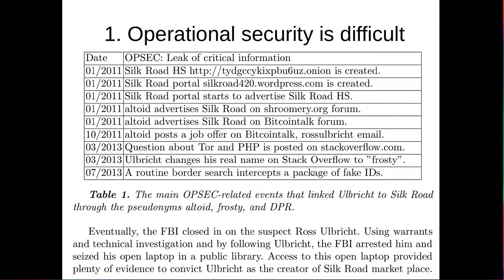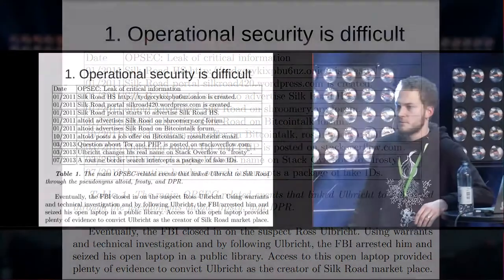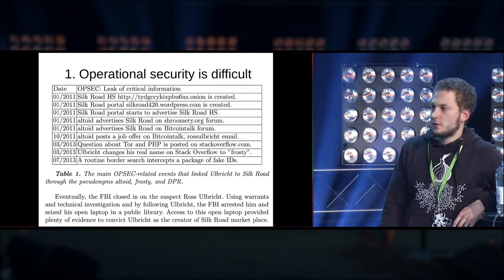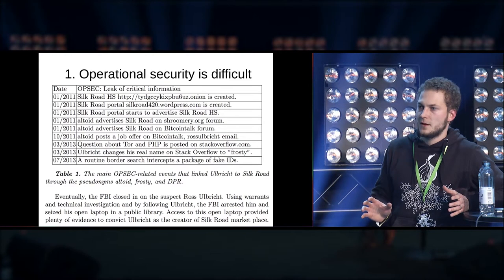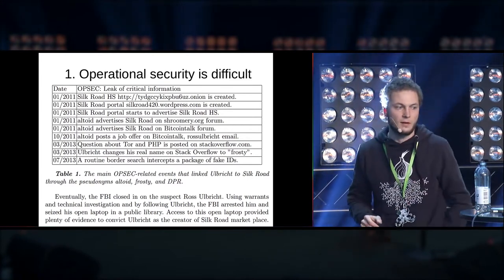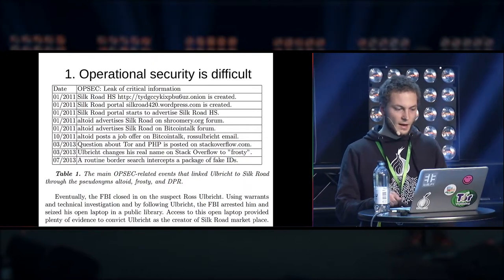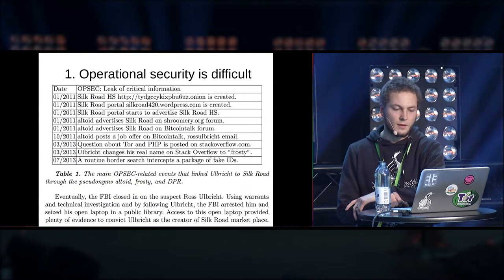And there he was using his real name again. After that, he probably realized that this is pretty stupid, asking questions about how to build a drug market and how to make connections to the Tor network and using his real name there. So he decided to change the real name there to Frosty. But that was too late, because the FBI had already noticed that and taken a screenshot of that page, and it was evidence that this Ross is doing something very, very weird. And eventually, he got arrested.